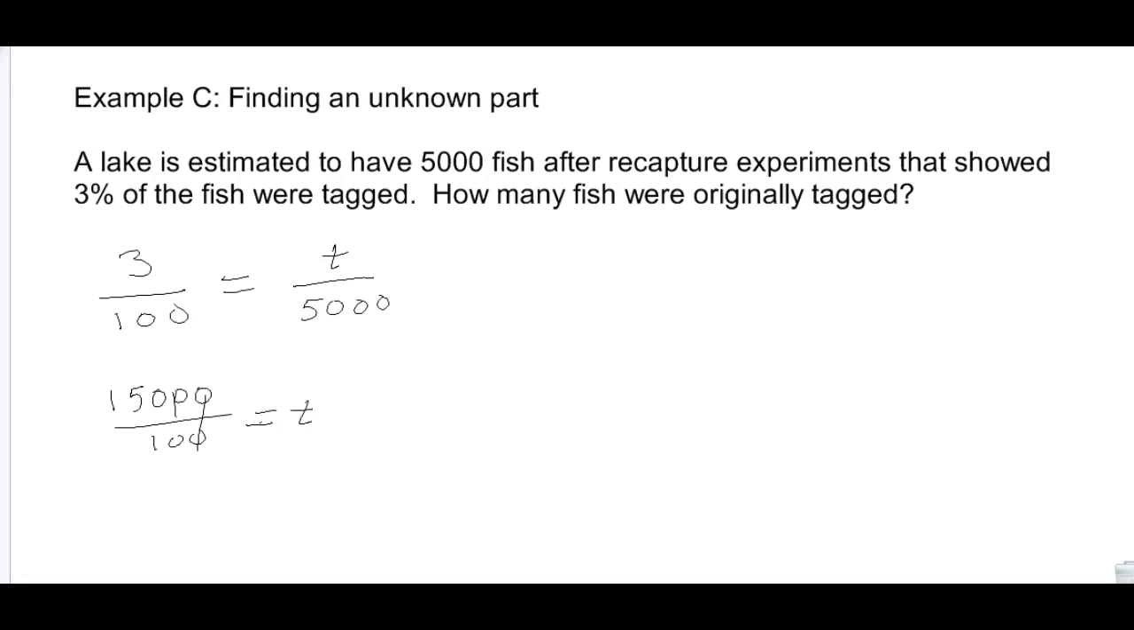And then get those zeros out. I get 150 over 1. So I should have 150 equals T. So I should say that there were 150 fish originally tagged. And there is the answer. All right.